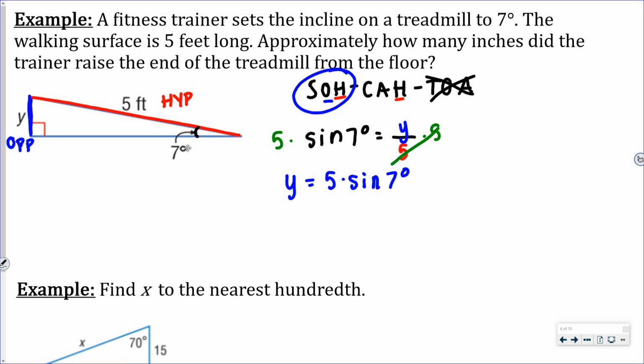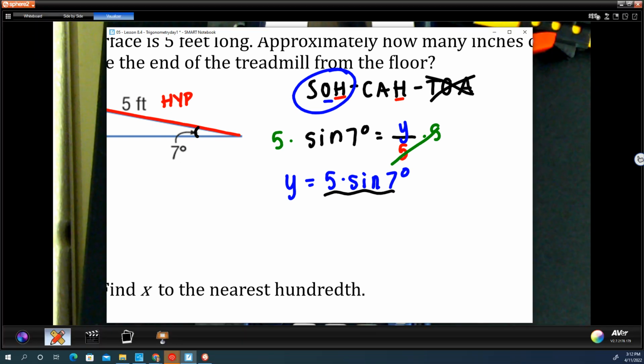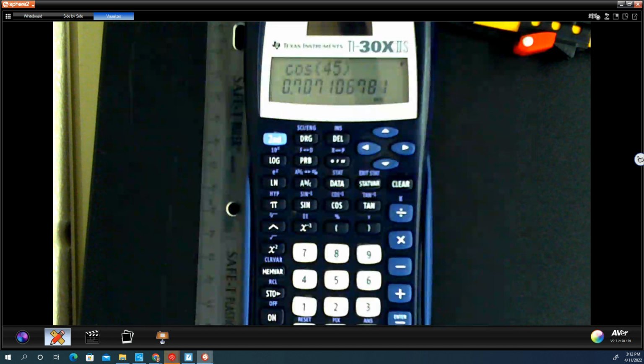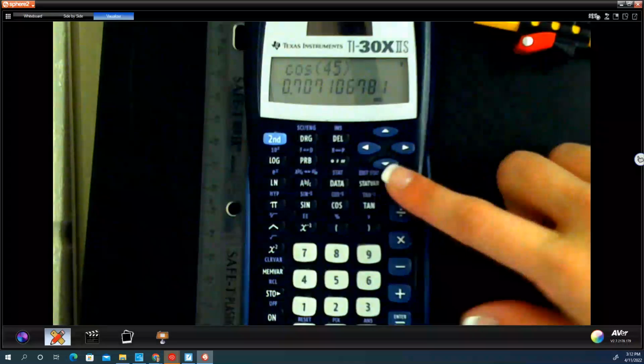So I'm going to type that in my calculator. 5 times the sine of 7 degrees. And you can type this all in at once. 5 times the sine of 7. Just make sure your angle is the one in parentheses. This doesn't say 5 times sine times 7. This says 5 times the sine of 7 degrees. Okay, you should get this.